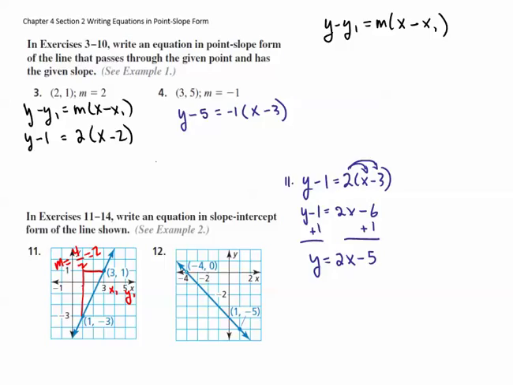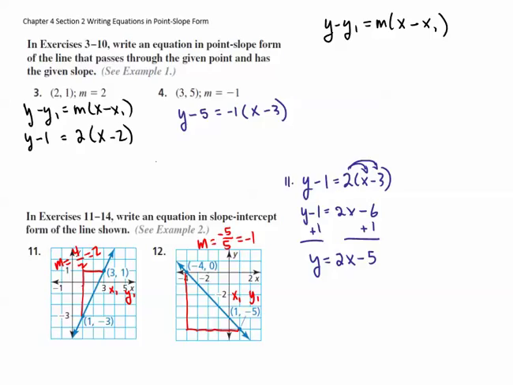Number 12. Again, we're going to start from the leftmost point. We can see we have a negative slope here. And that slope would be down 1, 2, 3, 4, 5 over 1, 2, 3, 4, 5. So we have a slope of m is equal to negative 5 over 5, or a slope of negative 1. We'll pick a point, any point. We'll use x1, y1, the point 1, comma, negative 5.